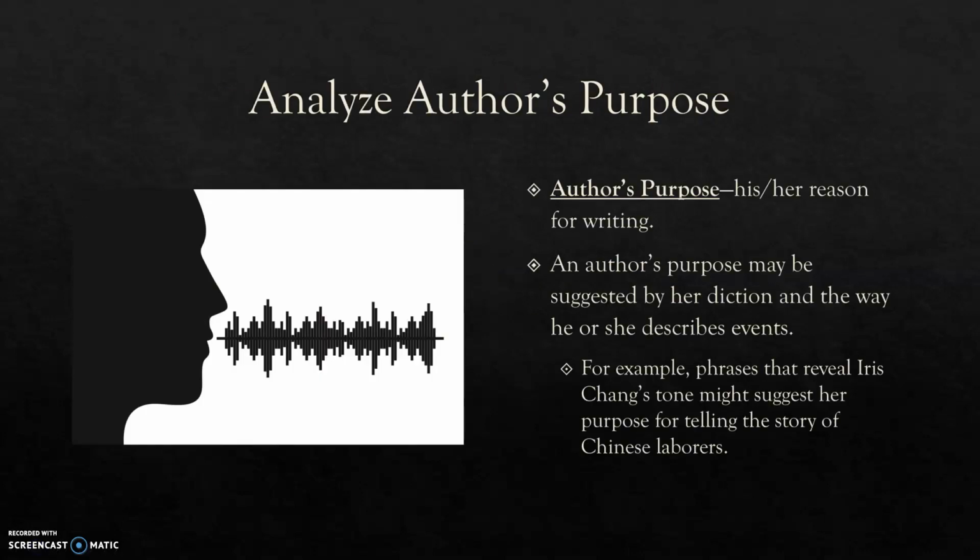Analyzing author's purpose. Now you should know author's purpose is his or her reason, the author's reason for writing. An author's purpose may be suggested by her diction, aka word choice, and the way he or she describes events. So for example, in this particular text, phrases that reveal Iris Chang's tone might suggest her purpose for telling the story of Chinese laborers.